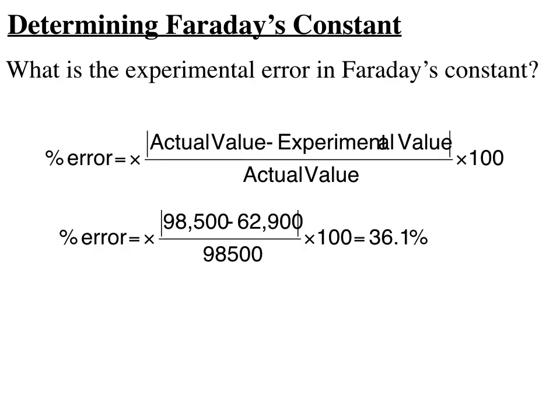Those results aren't particularly good, and as a matter of fact, I can calculate the experimental error in my experiment's Faraday constant. I will take the actual value minus the experimental value, and take the absolute value of that subtraction. Then I will divide by the actual value, and convert to a percentage by multiplying by 100. I will find that my experiment of the previous two slides had a 36.1% error in its determination of the Faraday constant.